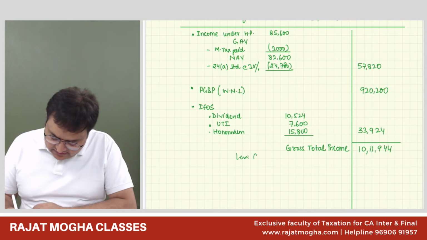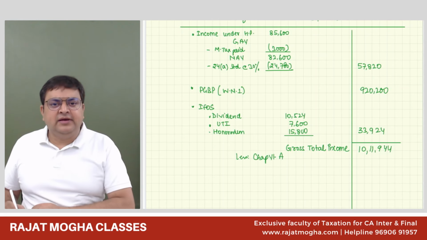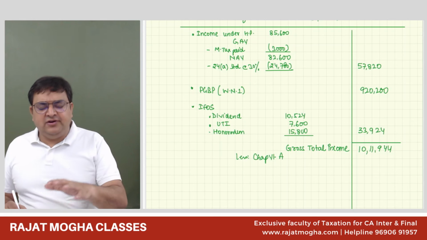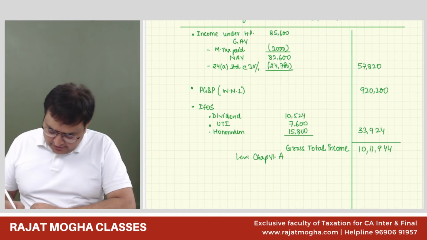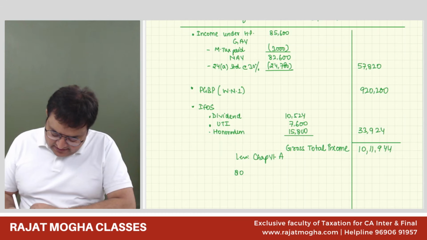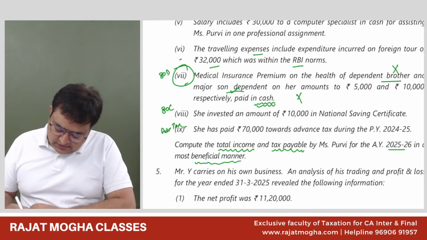Less: Chapter 6A. Since we are following the optional regime, there is no restriction on 80C to 80U sections. We can allow them. So 80C, actually he has invested in NSC 10,000 rupees.